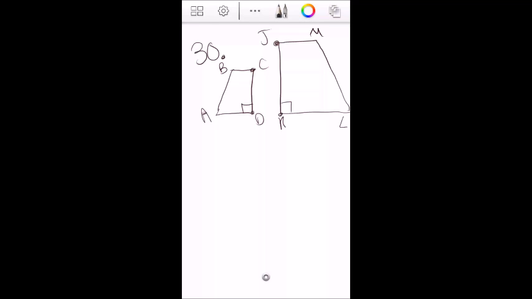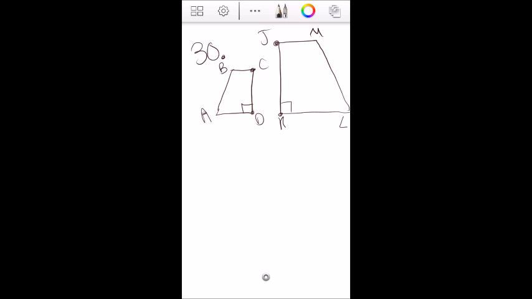Alright, next up is number 30. Number 30 says, two trapezoids in the figure are similar. ABCD is similar to LMJK. If the lengths of the sides BC, CD, and JM are known, then what other side length can be determined using a proportion? So a proportion is stating that if we know two sides that are corresponding, like BC and JM, BC being on top and JM being on top, they correspond to each other. CD and JK correspond to each other because they're both starting at the top going down to that 90-degree angle.